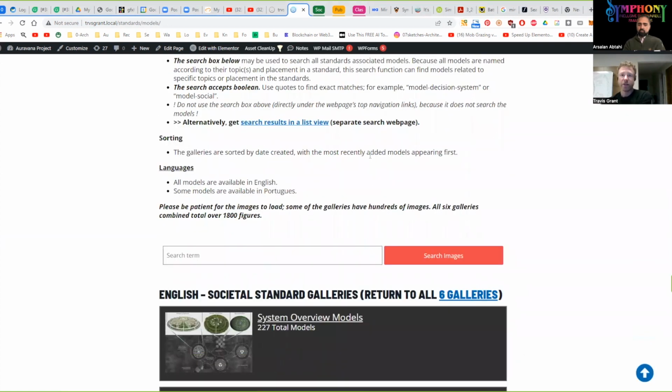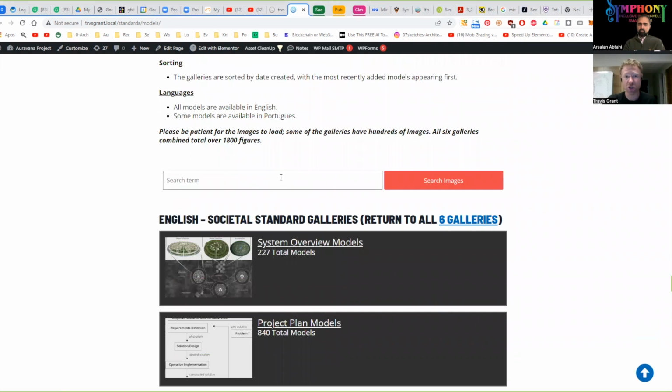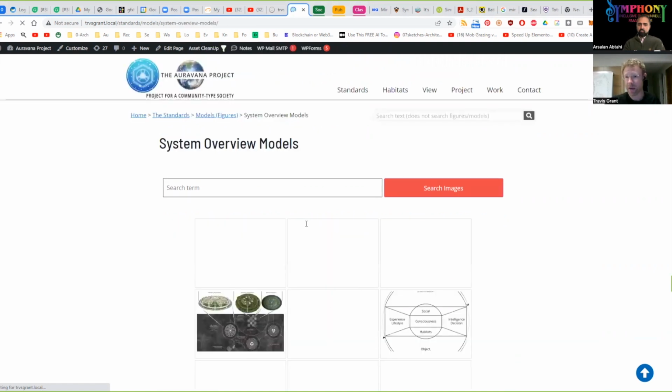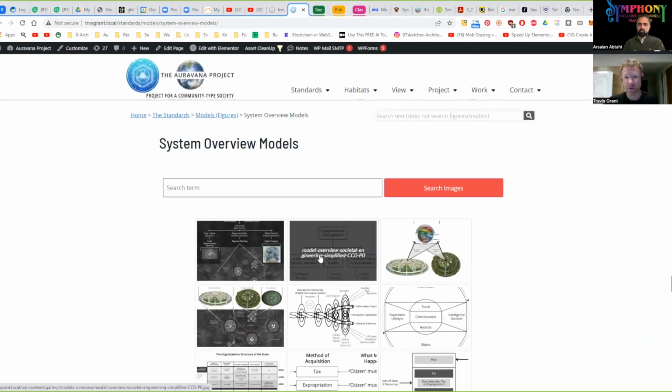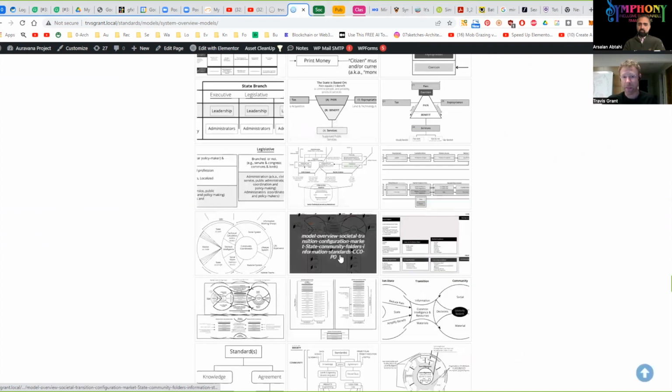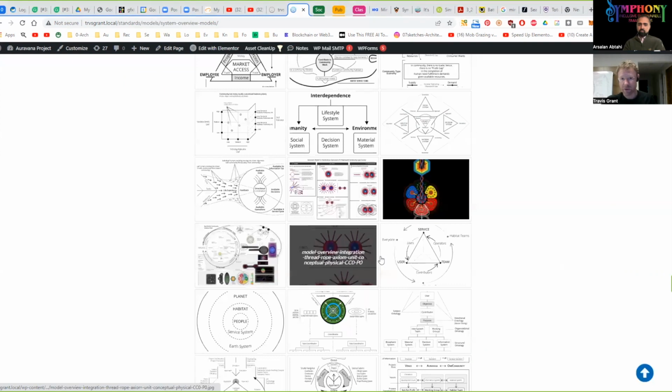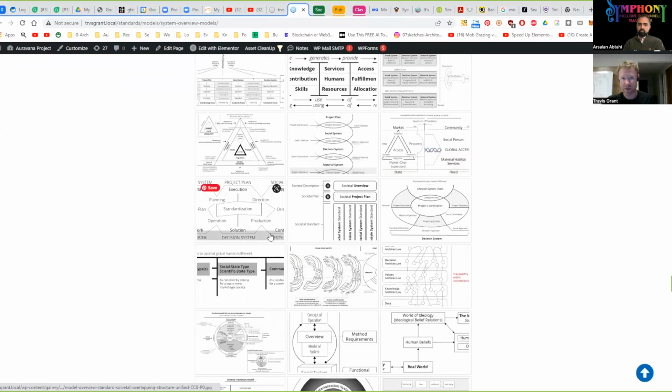And describing the transition. And you can search here. They're all labeled for their position in the standards. So this is the system overview models, and they all start with a model and then the primary system they are categorized within. So if I just click here, you can see model overview, societal engineering simplified. And these are all the overview models. So they're all just essentially described.